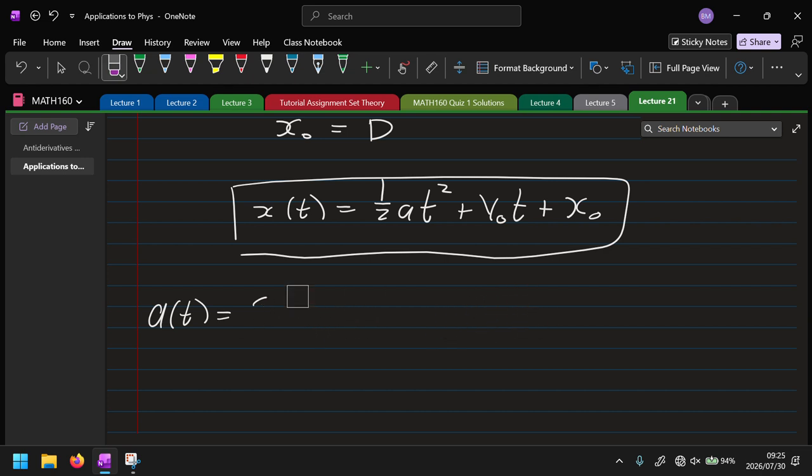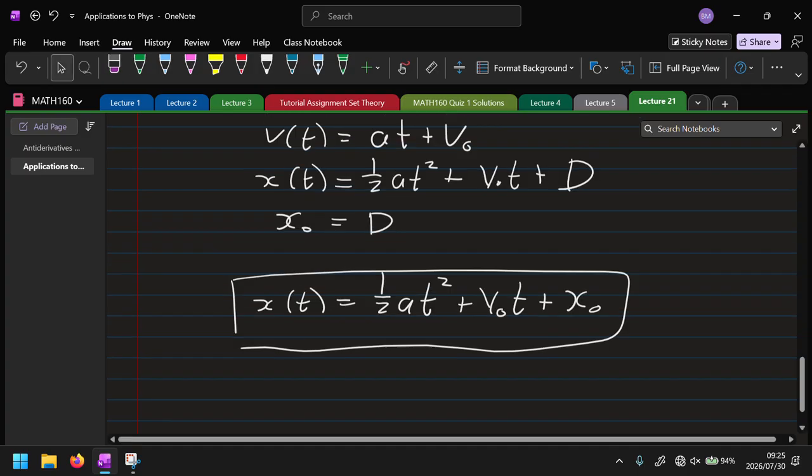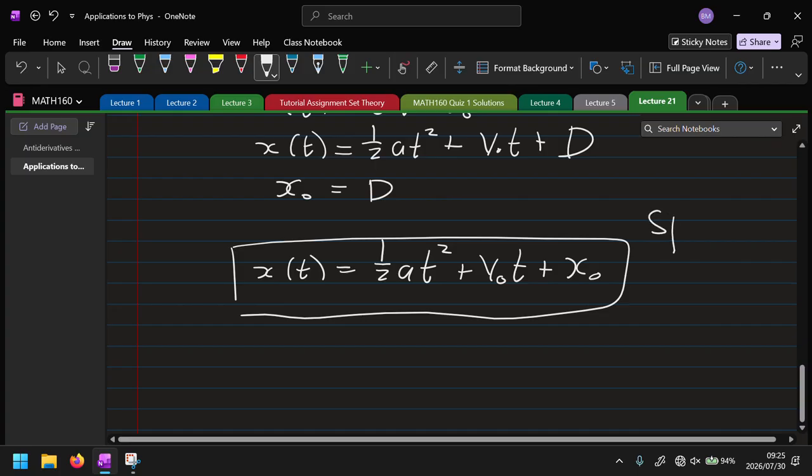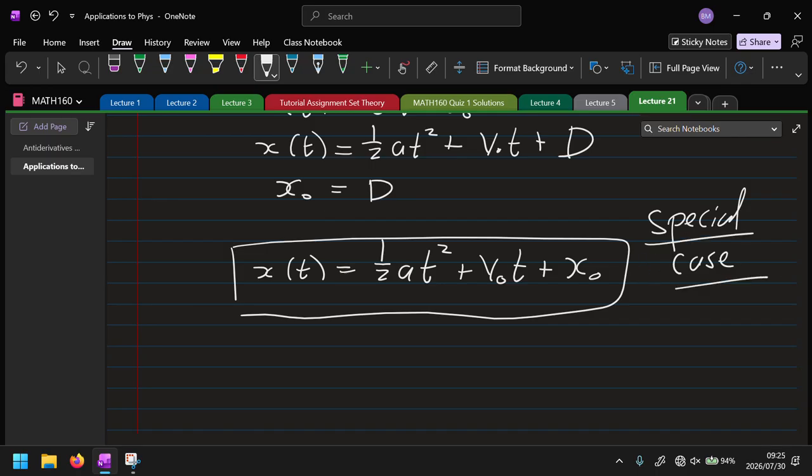Okay, anyway, it's the same idea. So in physics, if you have a of t from Hooke's law, which you'll see in a bit, you do the antiderivative twice, you get the position. Okay, you'll see that later on. Okay, but again, please, this is the special case. Okay, do not write this down if I give you some other non-constant acceleration. Okay.